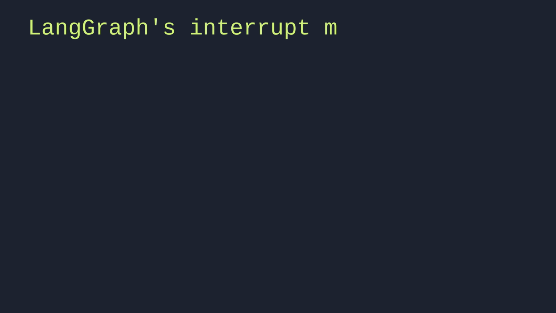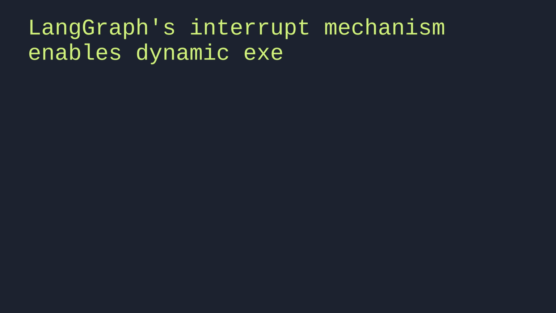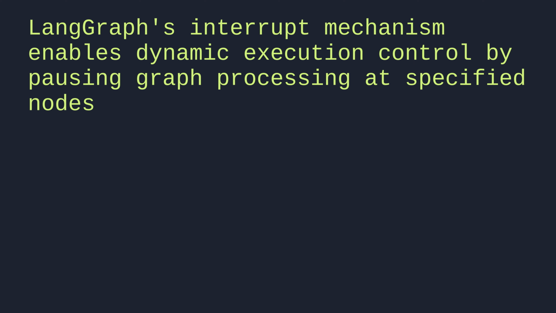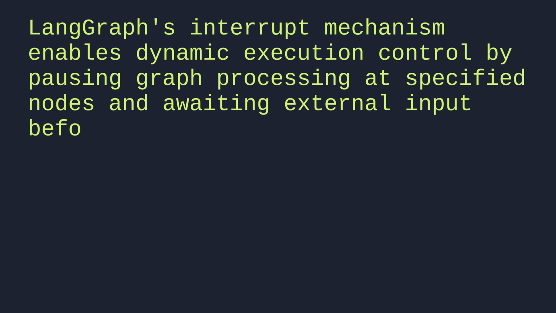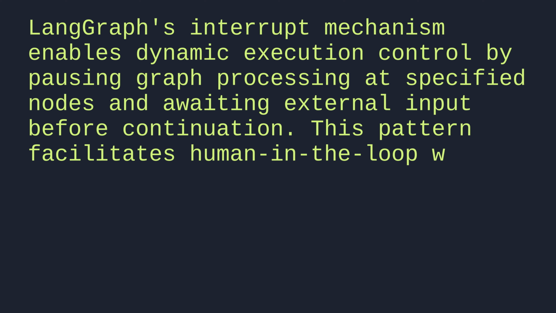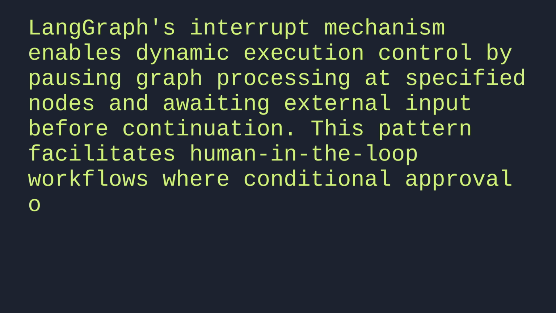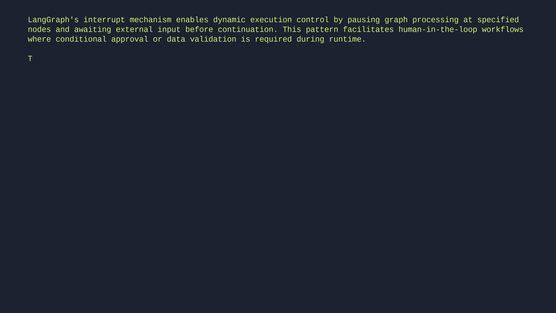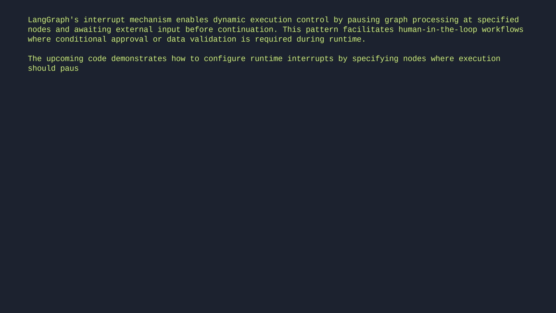LangGraph's interrupt mechanism enables dynamic execution control by pausing graph processing at specified nodes and awaiting external input before continuation. This pattern facilitates human-in-the-loop workflows where conditional approval or data validation is required during runtime. The upcoming code demonstrates how to configure runtime interrupts by specifying nodes where execution should pause before or after processing, using a thread identifier for state persistence.